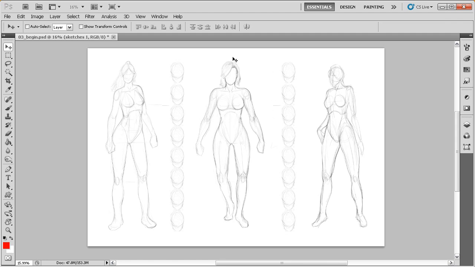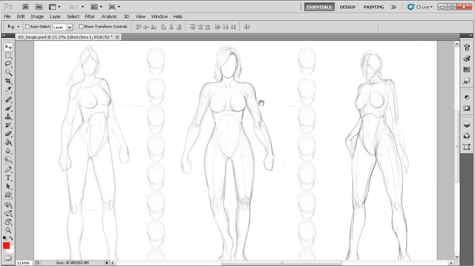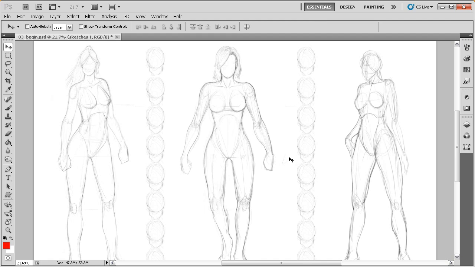Let's focus on this first character in the center and take a look at some key areas. The first thing I want to let you know, if you don't know this already, is that the female center of gravity is right here around the pelvis. That's the area that, if the weight there shifts, the other areas of her body are going to follow. As opposed to the male, whose center of gravity is more up in his chest.